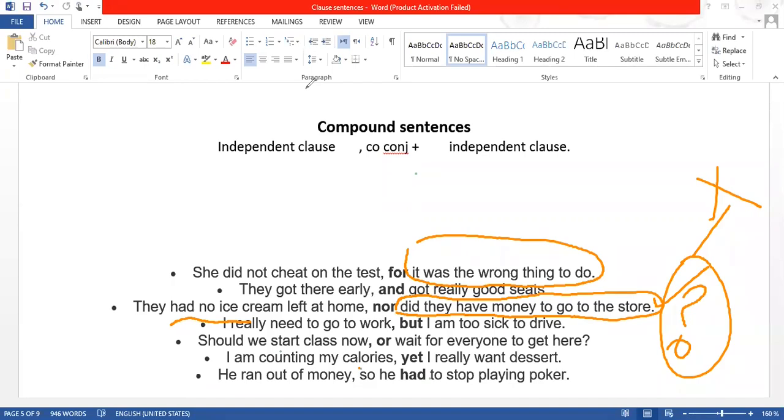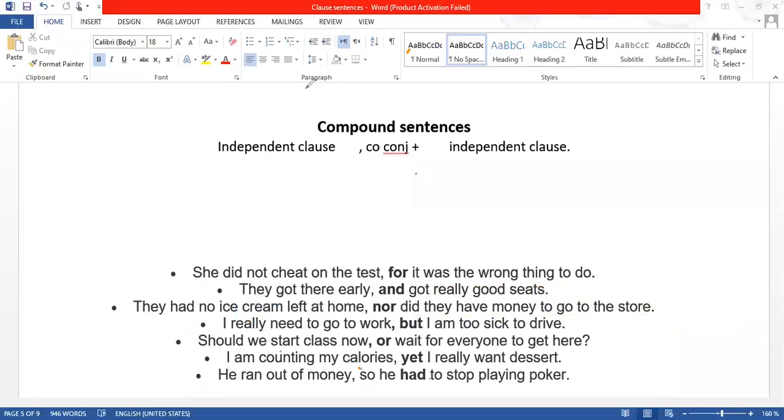For example, after nor we can have a question sentence. Nor did I call you, or you did not call me, or he did not call me, nor did I call him. And is simple. We just use a straight declarative sentence, but here we can use an interrogative sentence. And if you see this second one, look at it again. They got there early, and wait, just let me show you this one. See this second one.